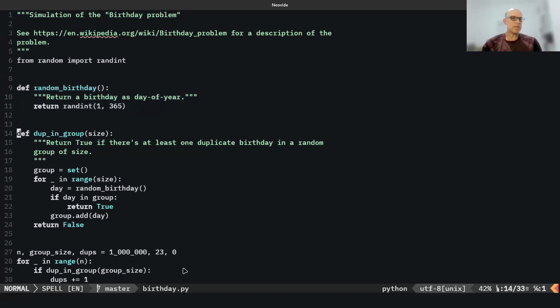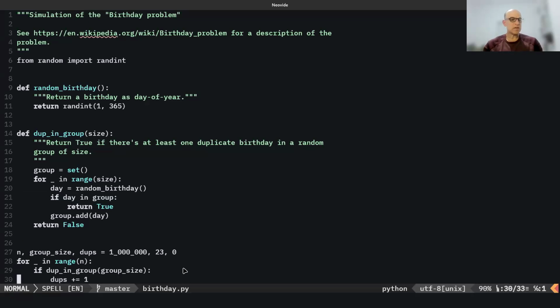Now what I'm saying is, given a group of a given size, are there any duplicates in the group? Basically I'm creating a set and then going over the numbers, generating a random birthday. And if we've already seen this birthday, we say there is a duplication, so at least two people have the same birthday in that group. Otherwise, we add it to the group and return. And finally, if we're out of the for loop, we say no, there are no duplicates in this group. So basically, we draw a group of random numbers between 1 and 365 and check whether there is an overlap somewhere.